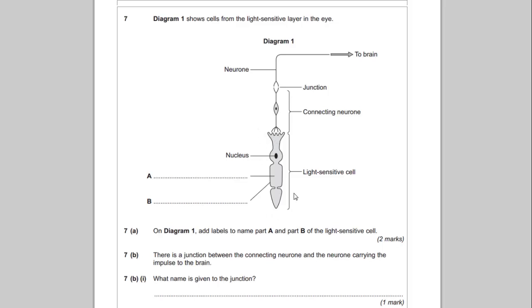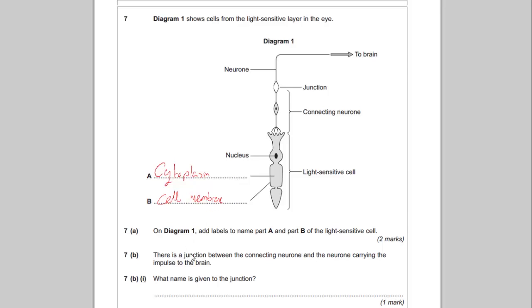So here we have a cell. Granted, it's an odd-shaped cell, but it's a cell nonetheless. A is pointing to the fluid in the cell, and that's quite obvious, that is cytoplasm. And B is pointing to the lining of the cell, and again that's quite obvious, and that's the cell membrane. So something that seems like it's going to be quite hard is actually quite simple.